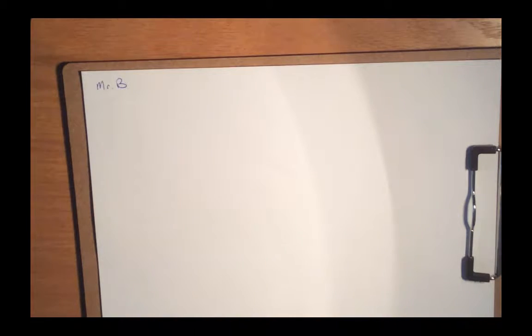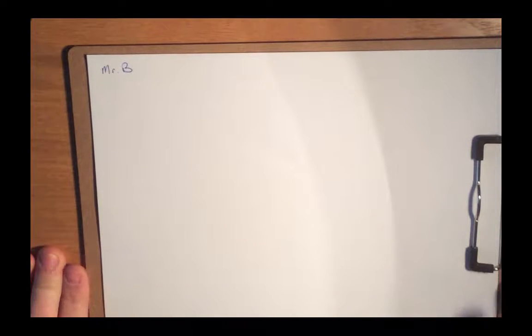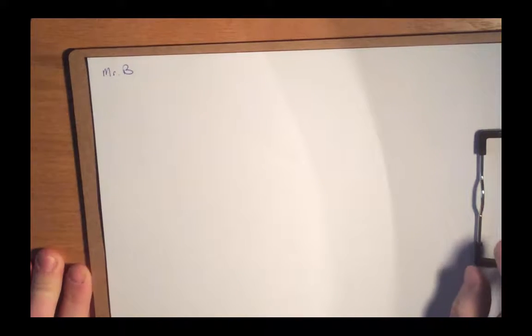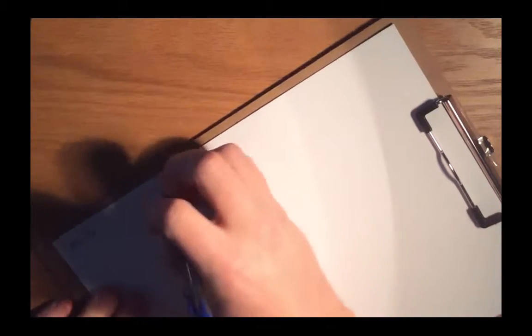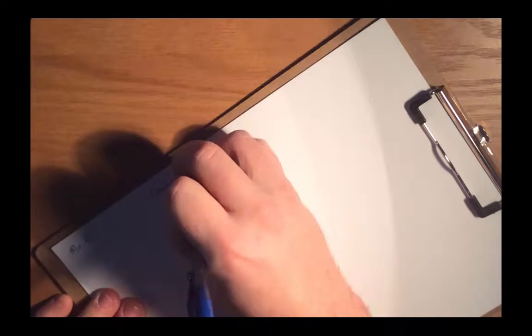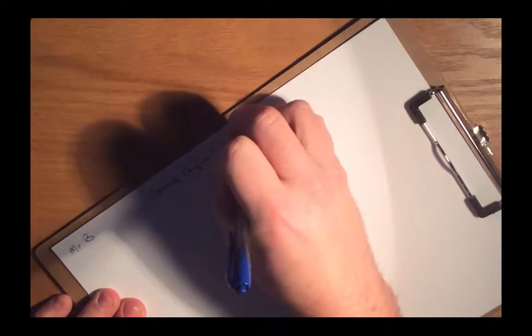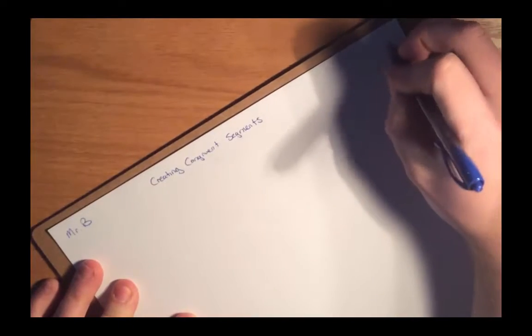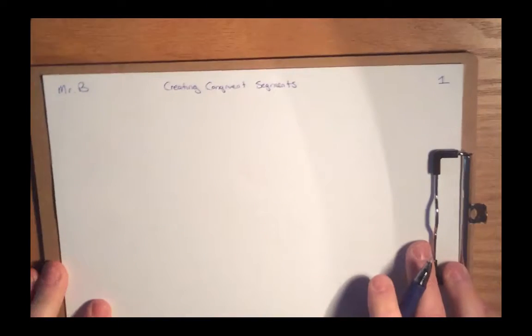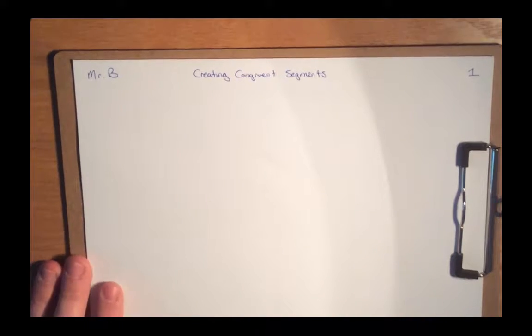Okay, that's my upper left-hand corner, yes. So put your name in the upper left-hand corner, and we're going to give it a title. The first one we're going to start with today is called Creating Congruent Segments. Okay, and I'm going to put a number 1 in the upper right-hand corner. That's what I want in the upper right-hand corner.